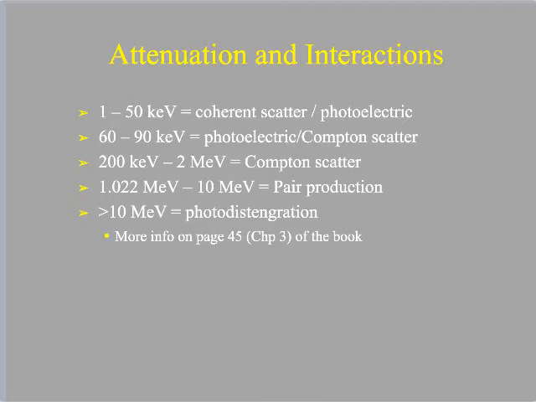It's a critical thing. For example, if a photon has an energy between 1 and 50 kilo-electron volts, it's most likely going to either coherently scatter, which means it interacts with the atom and just moves on in a different direction. Doesn't necessarily ionize the atom, but interacts with it and changes direction. Or it will photoelectrically interact.